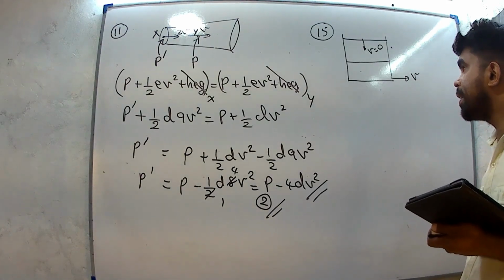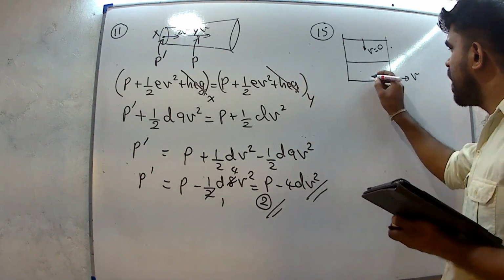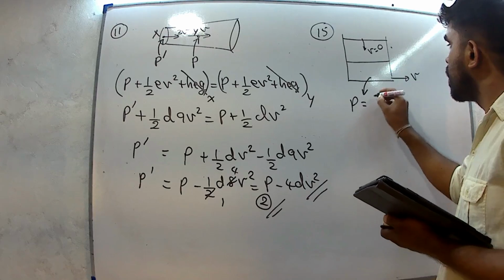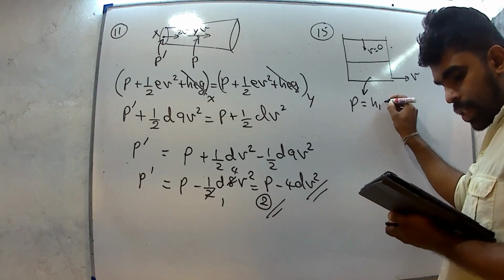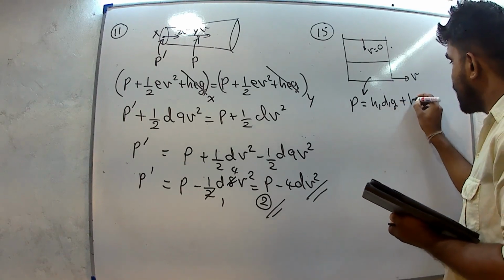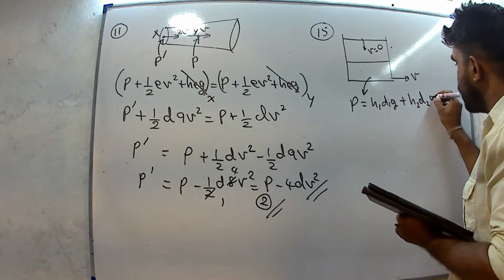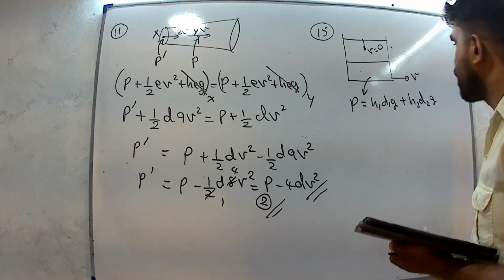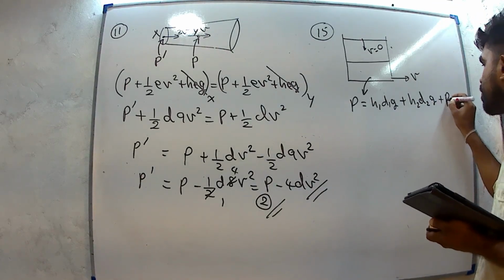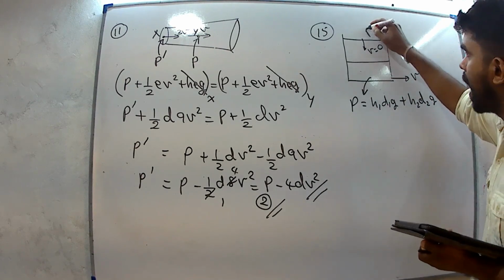Then we can get the pressure at this point: H1 D1 G plus H2 D2 G. This is the pressure for this point, plus atmospheric pressure. I will consider atmospheric pressure as P0.